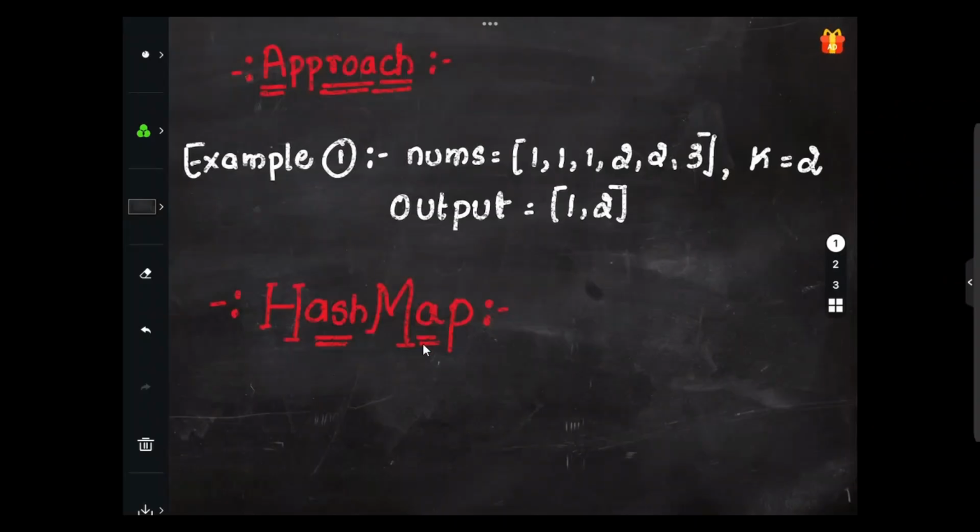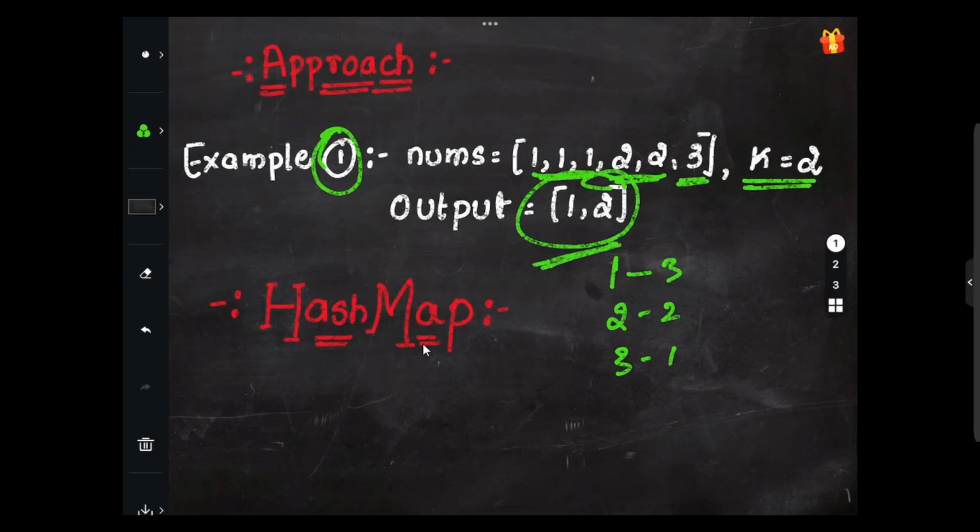Here I have considered the same first example that they have given in the question, so that it will be easier to understand. We have the nums array where 1 is repeated thrice, 2 is repeated twice, and 3 exists only once in the array. We have been given k equals 2. We need to find the two most frequent elements present in the array. So the output that we need to return here is 1 comma 2.